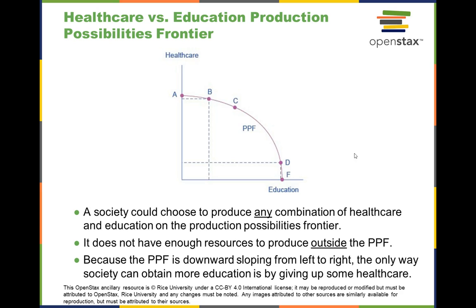This is beyond it. They're not going to get any more money than $1 billion. So anywhere outside the curve is not possible. Because the PPF is downward sloping from left to right, the only way for society to obtain more education is by giving up some health care. And, opportunity cost, we could have some numbers on here. Let's say that this is $200 million. So in order to gain some education, you'd have to give up $200 million worth of health care in order to do that.